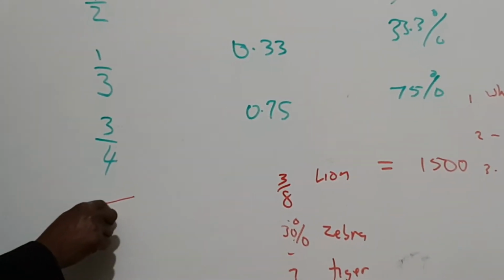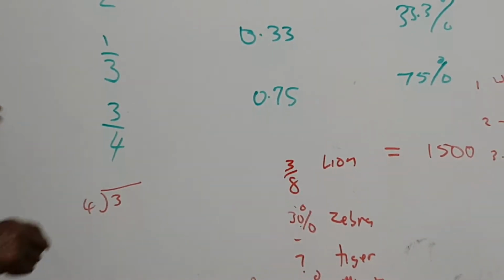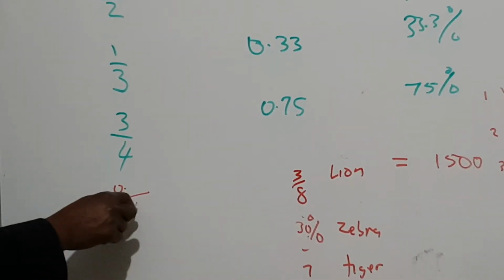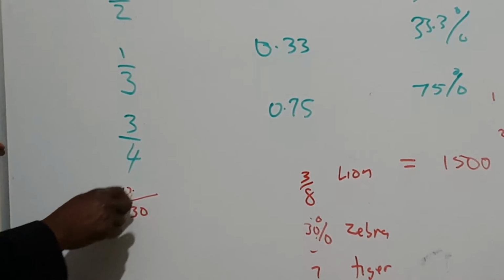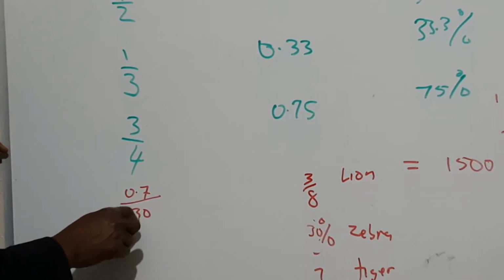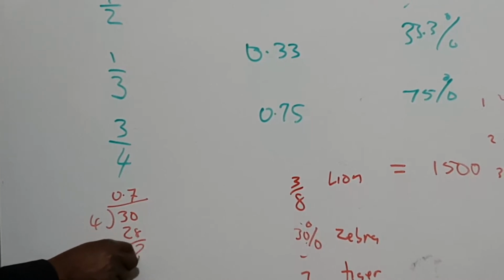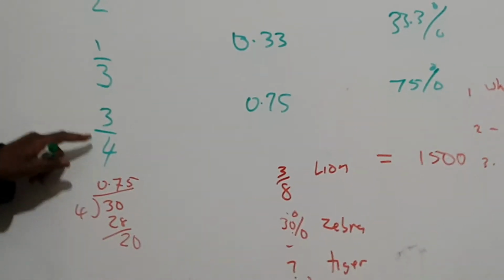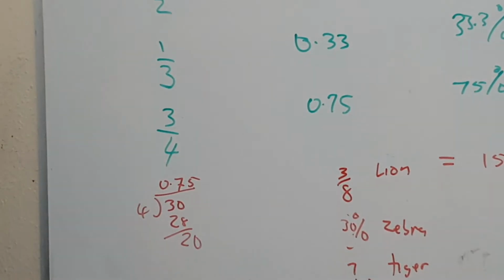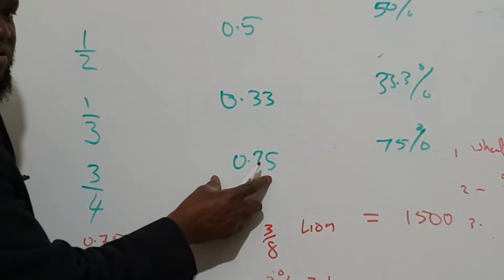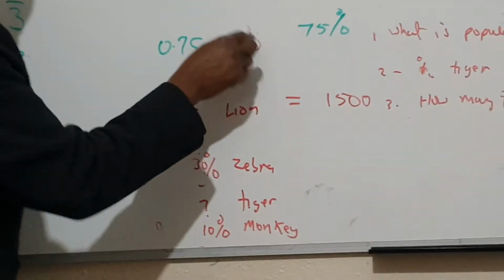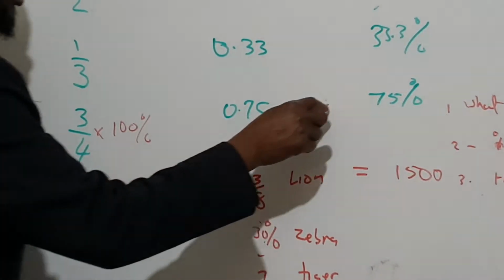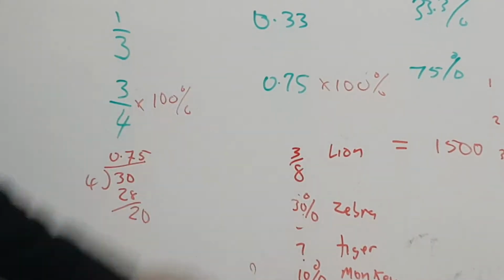3 into 4, it cannot go, so 0. Look here, Ali. 3 into 4 cannot go, so we add our 0. 4 into 30, how many times? 7 times. 7 times 4 is 28. Remember 2. Add 0. 4 into 20, how many times? 5 times. So 3/4 in decimal is 0.75. Now, if you want to convert 0.75 into percentage, you multiply by 100, because 100 percent is out of 100. That would give you 75%.